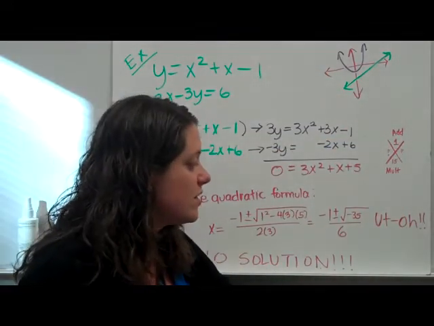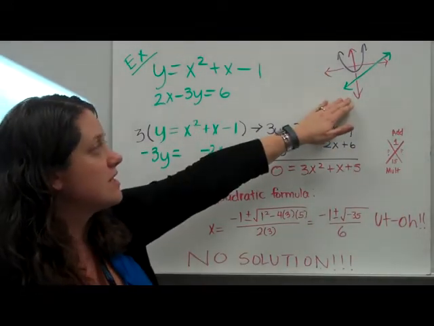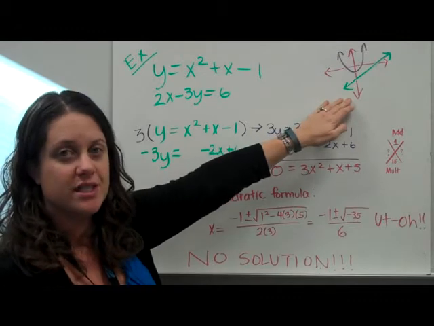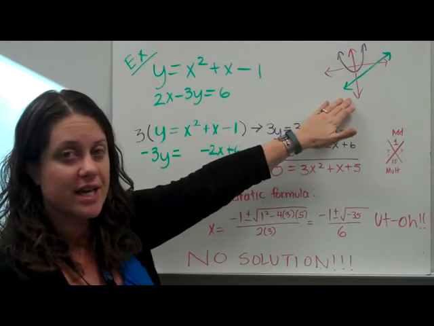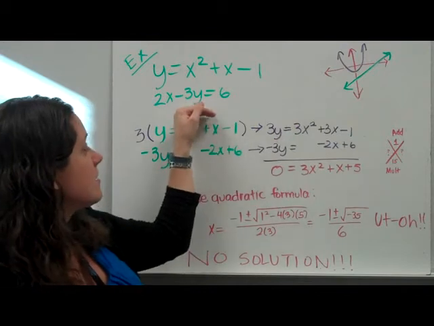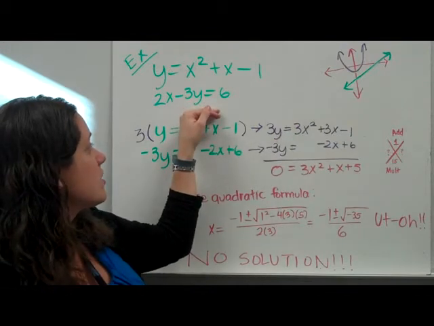Alright, I'm going to give you one more example because this example is a little bit different. This is an example when you would have no solution. So if you graphed these, they would come up like this. So I want you to see what's going to happen when you try to solve one when the answer is no solution.